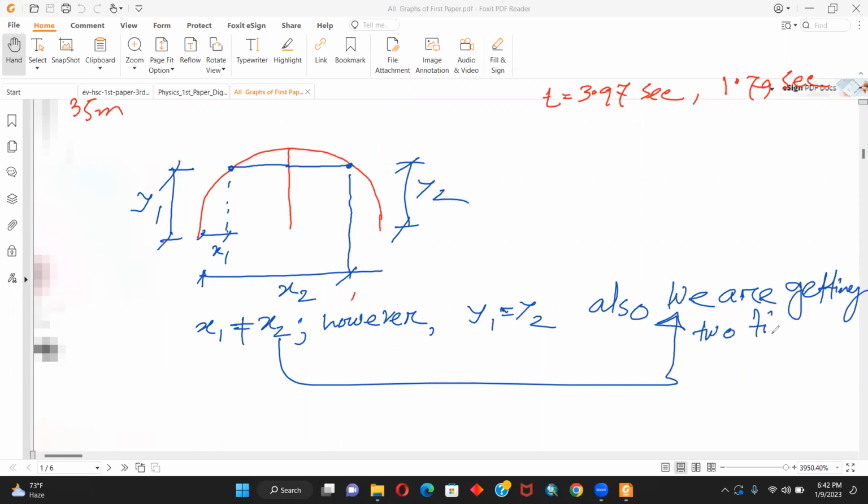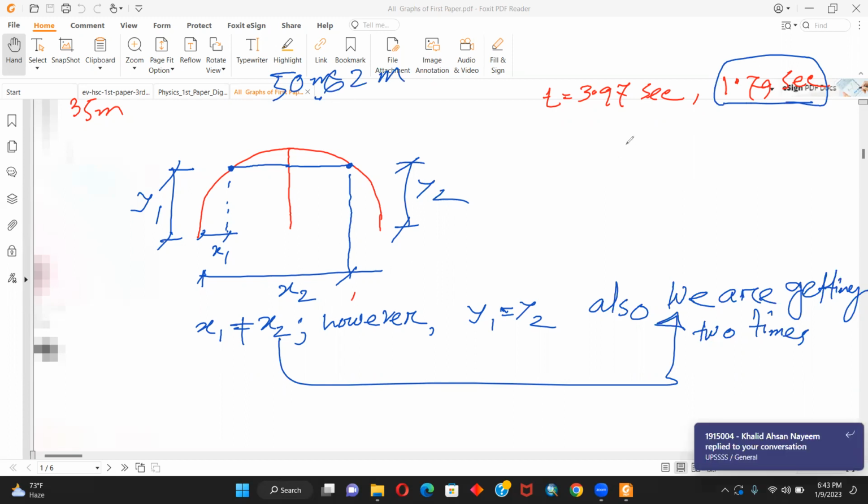So in this question, as the vertical height was mentioned, at the first point, which is 1.79 seconds, the vertical height is 35 meters, but the horizontal distance covered was somewhat like 50 meters or something. I don't remember it now. It was something like 50.62. But in the second instance, the distance is somewhat like 112.62, something like that.